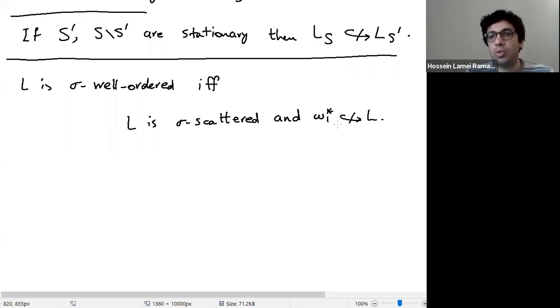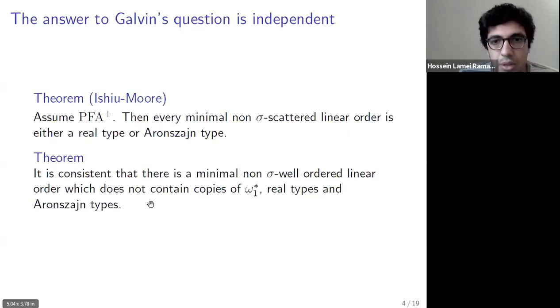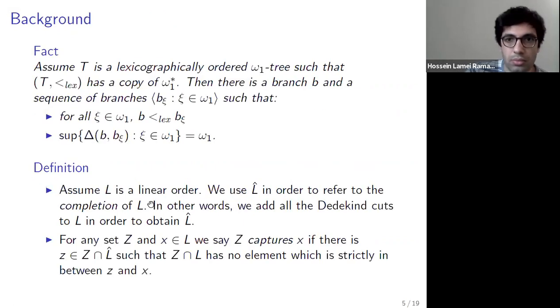So if you have a sigma scattered linear order which doesn't contain a copy of omega 1 star, then it's going to be sigma well-ordered. The proof is included in the paper, but it's kind of tedious, so I'm not going to put it here. Okay. So basically, Ishiu and Moore proved that consistently the answer to Galvin's question is no. Well, now we want to prove that it's consistent that there is a minimal non-sigma well-ordered linear order.